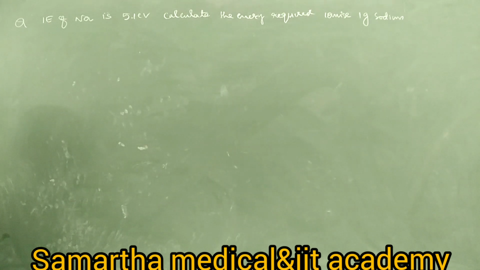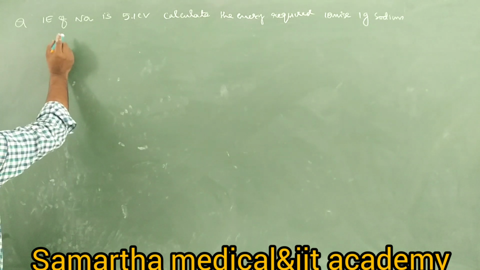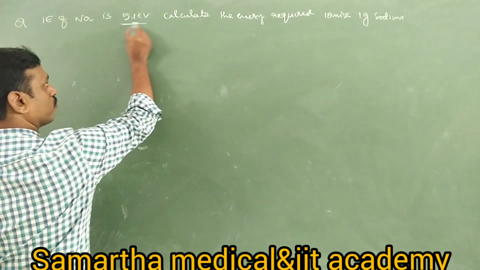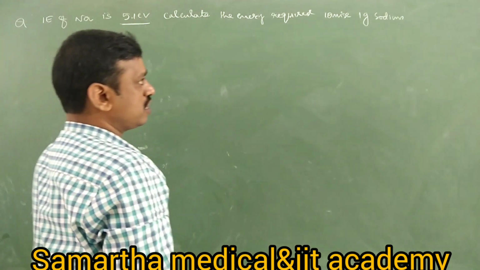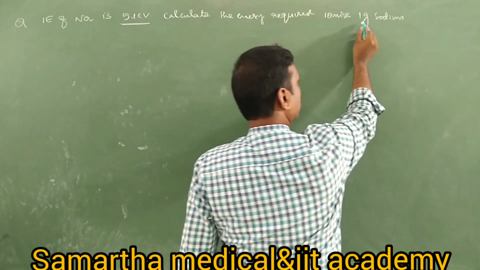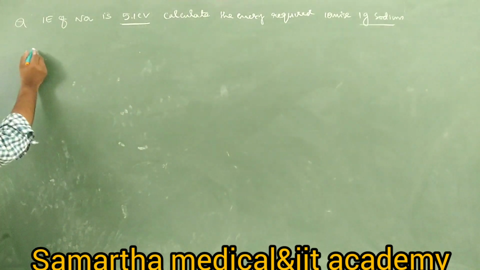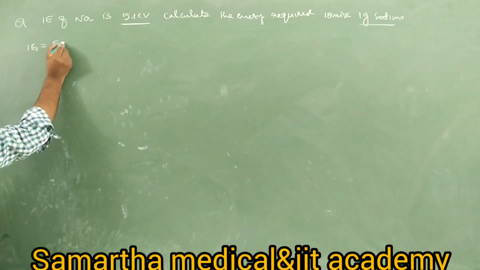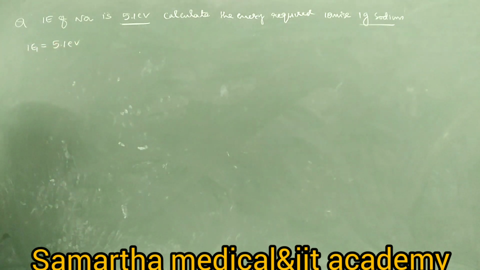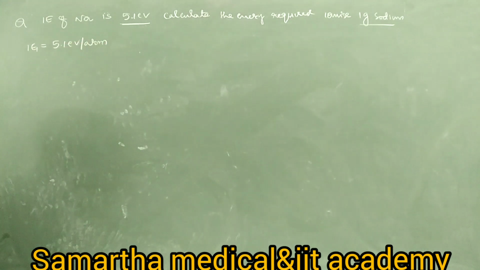Right. See, it's very simple. You need to understand the ionization energy of sodium is 5.1 electron volt, and they asked how much energy is required to ionize the 1 gram of sodium metal in gaseous state. So therefore, it is nothing but IE1. IE1 is equal to 5.1 electron volt. So electron volt is always per atom.